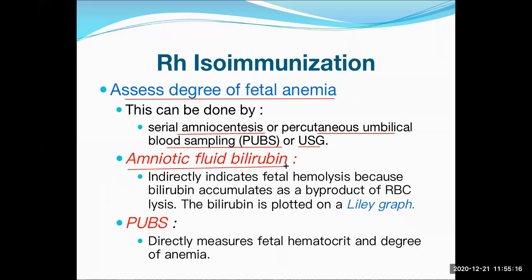Amniotic fluid bilirubin analysis is another one. It indirectly indicates that fetal hemolysis has already occurred, because when more RBCs are broken, more bilirubin will be formed. So that's the connection. The more severe the hemolysis, the more hyperbilirubinemia there will be. And this is plotted on a Liley graph. We'll talk about that a bit later in the next slide. And the third one is percutaneous umbilical blood sampling. This directly measures the fetal hematocrit and the degree of anemia. These are the different ways.